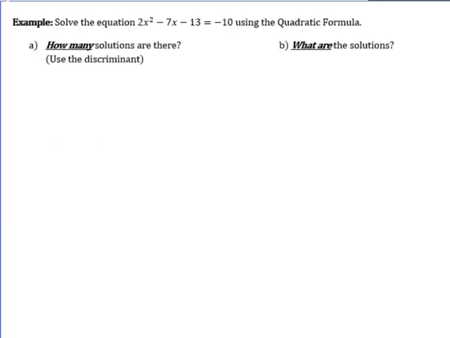Okay, so an example: we have 2x squared minus 7x minus 13 equals negative 10. We want to know how many solutions there are and what the solutions are. So the first thing that I need to do is make this equal to 0. That's what we always have to do. So I'm going to add 10 to both sides. So now I have 2x squared minus 7x minus 3 equals 0.